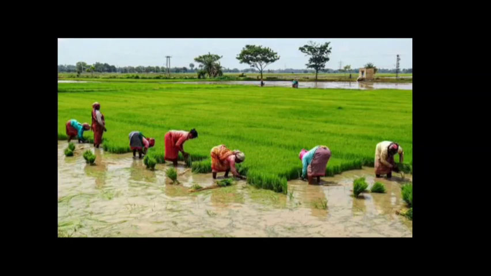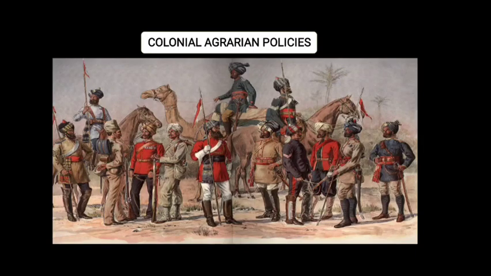Okay, but with the coming of the British, they brought so many systems, so many ways of collecting money from the people, like tax collection. Slowly, their land was also taken away by the British. Okay, so we will be looking into it one by one. Next is the colonial agrarian policy.